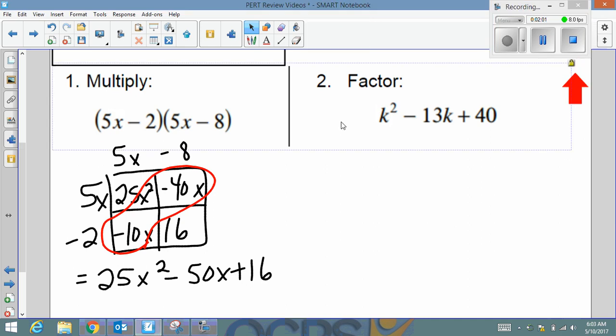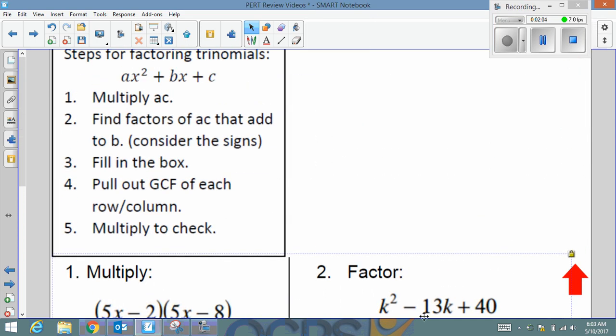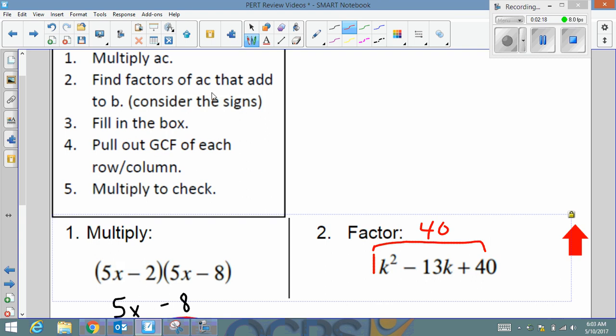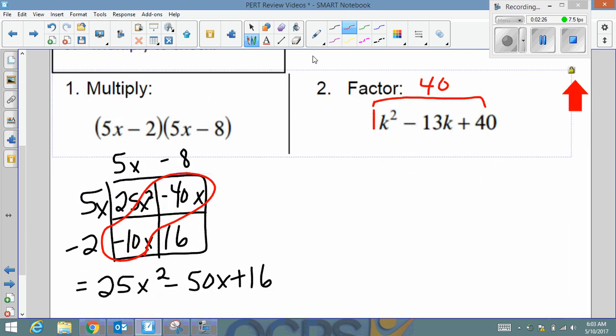Okay, now we're going to be factoring. So to factor, it's in the form ax squared plus bx plus c, so I'm going to start by multiplying a times c. Here my a is 1. And then I want to find factors of ac that add to b. That's when I'm going to do my little chart. So I want to find two things that multiply to 40. That's what being a factor means. And add to b, which in this case is negative 13. Now I can already see what my choices are going to be there, but I am going to go ahead and list them out.